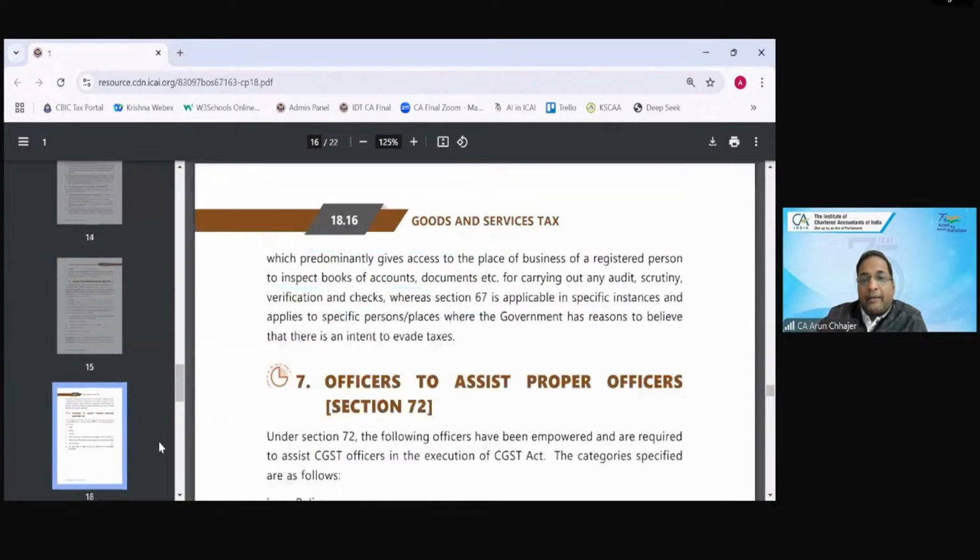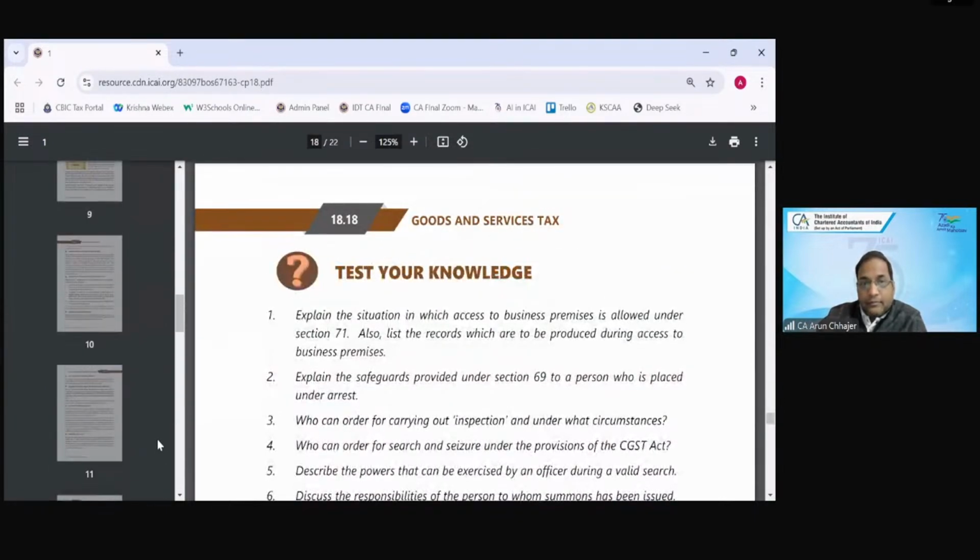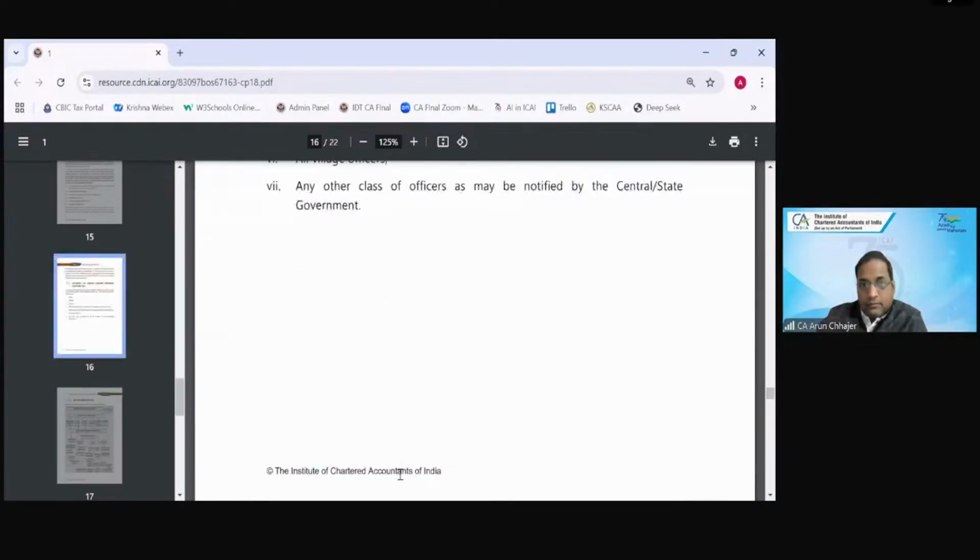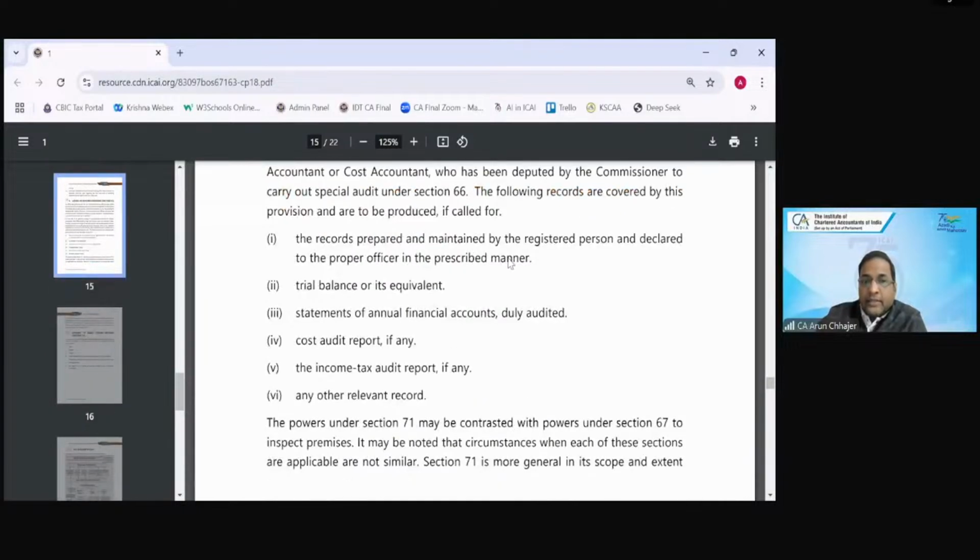The record prepared and maintained by the registered person and declared by the proper officer in the prescribed manner. Trial balance, statement of annual financial statement audited, cost audit, income tax audit, other relevant record.